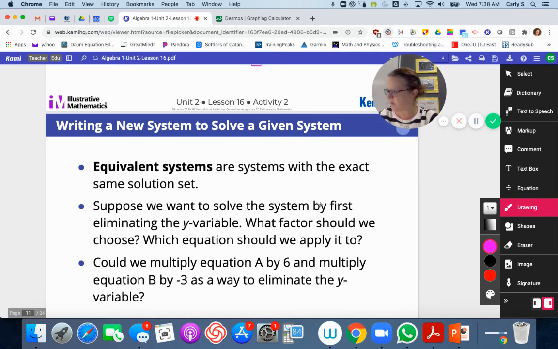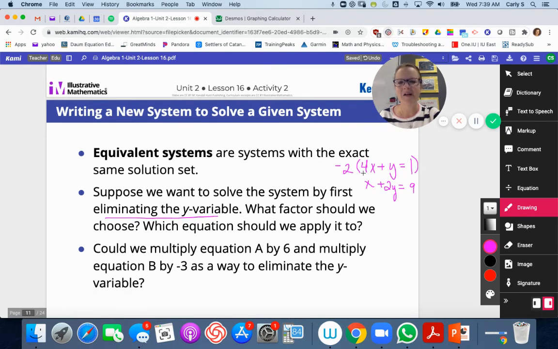Well, our original system was 4x plus y equals 1, and x plus 2y equals 9. Suppose we wanted to solve the system first by eliminating the y variable. Well, I would multiply equation A by 2 and then subtract. I would actually multiply A by -2 and then add, because it'll give me the opposite signs, and I like adding. Could we multiply equation A by 6 and equation B by -3?